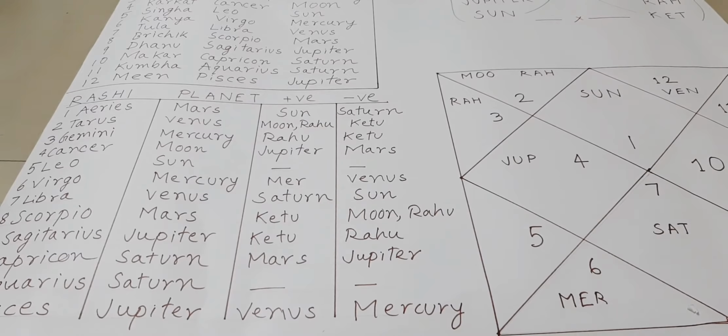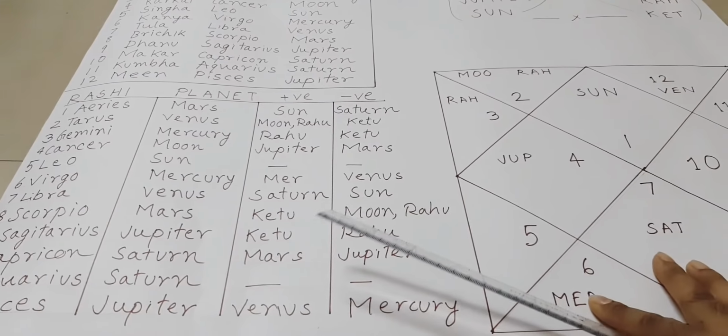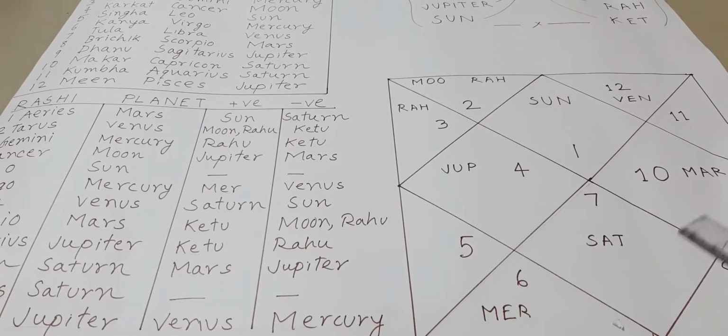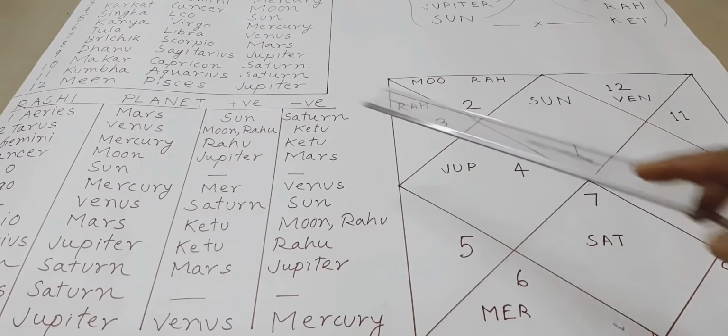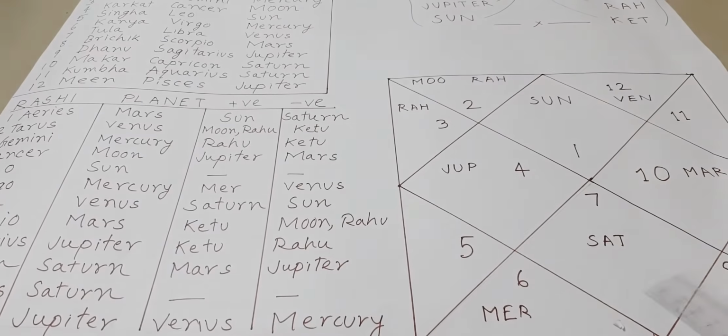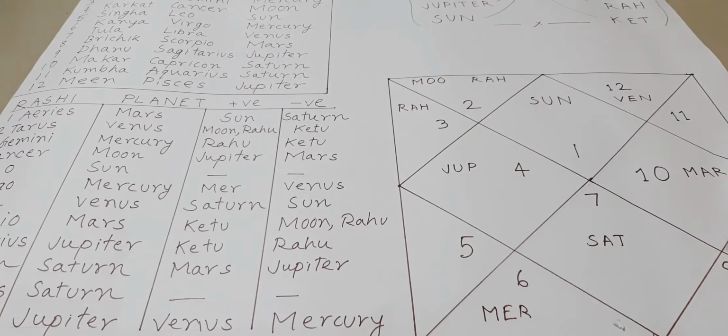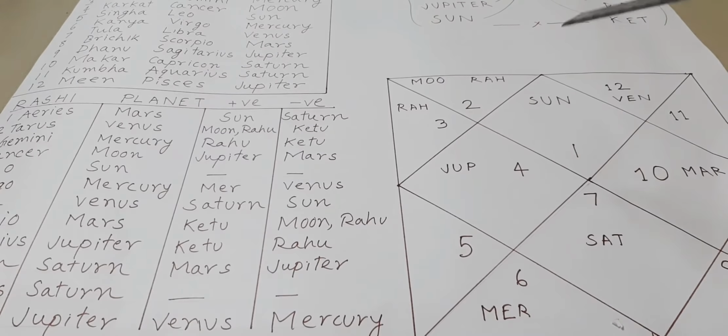Let's start from the first house. The sun is with the number 1, and we know that number 1 indicates Aries, and the planet associated with Aries is Mars. The sun in Aries sign gives positive results. In simple words, whenever we see the sun in a house with the number 1 in it, then we can conclude that the sun will be giving positive results here.